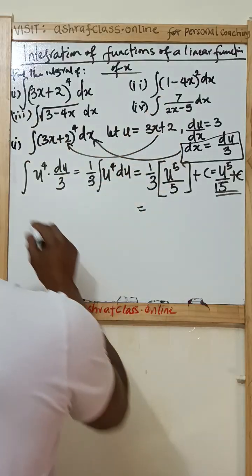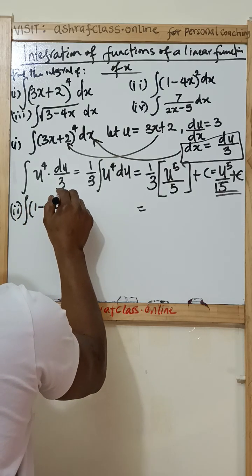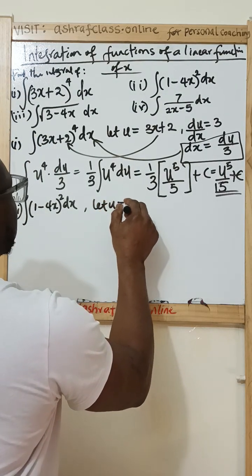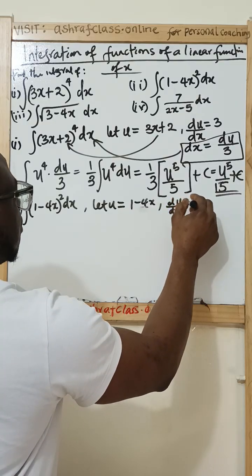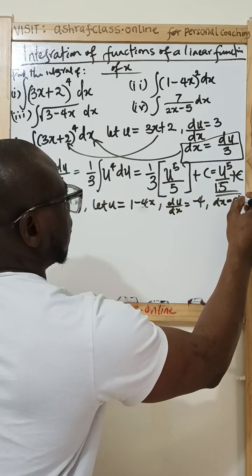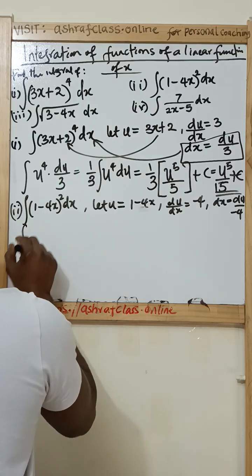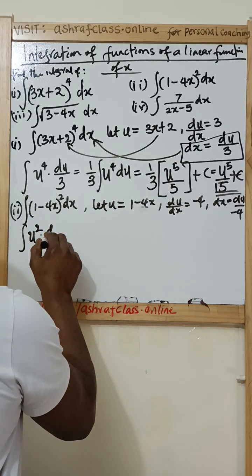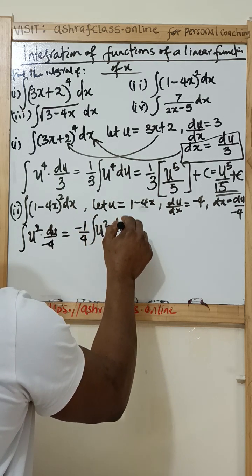Now for the second one, that's the integral of (1 minus 4x) everything squared, dx. So you do the same thing. Let u equal 1 minus 4x. So du/dx is going to be minus 4, and dx will be du all over minus 4. So you now replace these two. So 1 minus 4x is u raised to the power 2, and the x is du all over minus 4. So that's going to be minus 1 over 4 times u squared du.